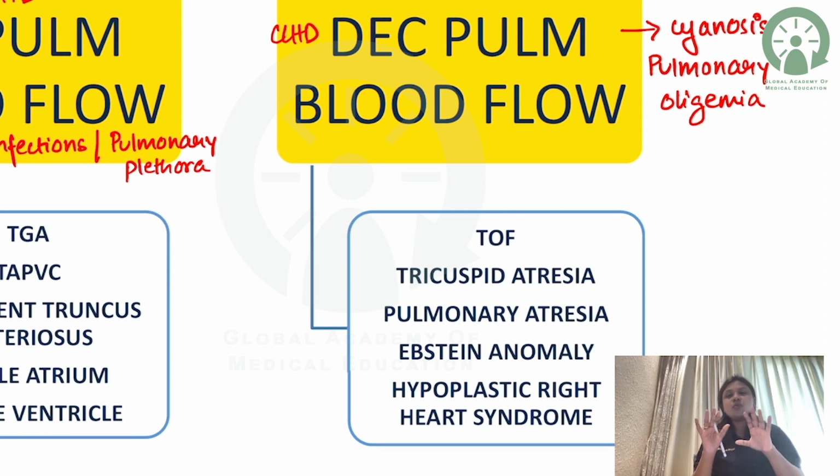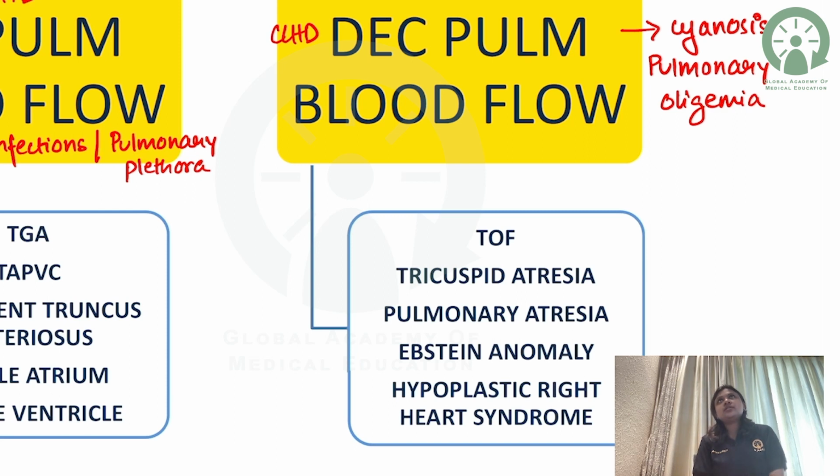So we'll get more lucent or black lung fields, right? There is going to be decreased bronchovascular markings. And let us remember the causes, because cyanotic congenital heart disease with decreased pulmonary blood flow is more important for your exam purpose. So cyanotic congenital heart disease with decreased pulmonary blood flow, the first thing we have is Tetralogy of Fallot or TOF. Number 2 is tricuspid atresia, pulmonary atresia, Ebstein's anomaly, hypoplastic right heart syndrome.